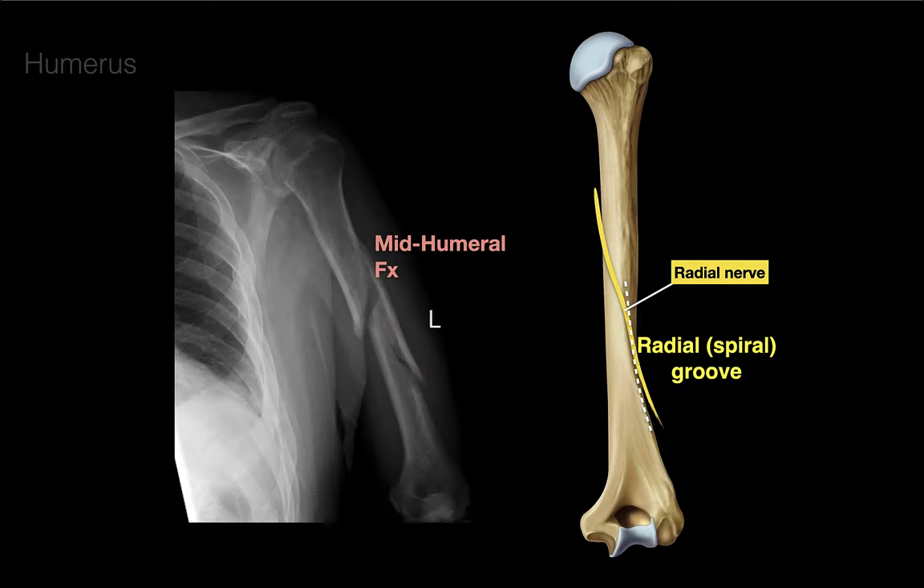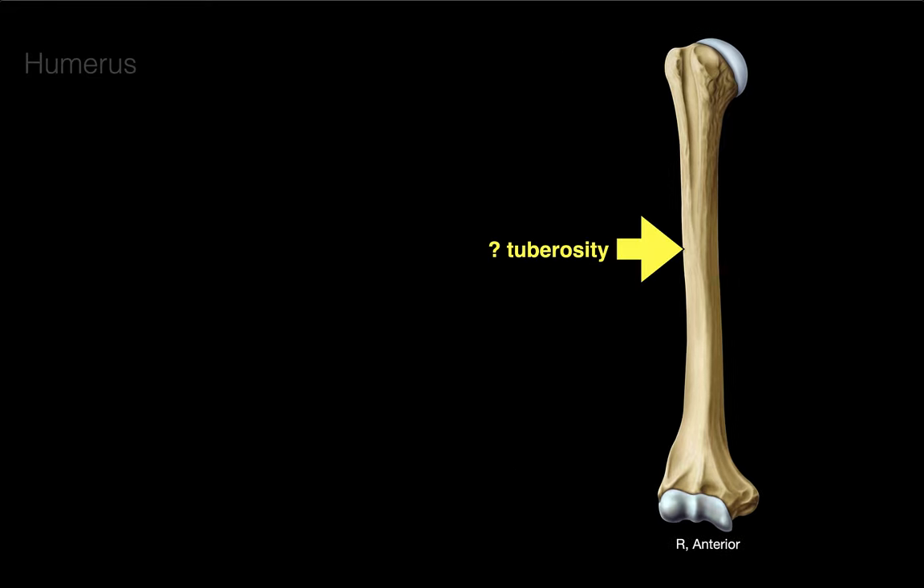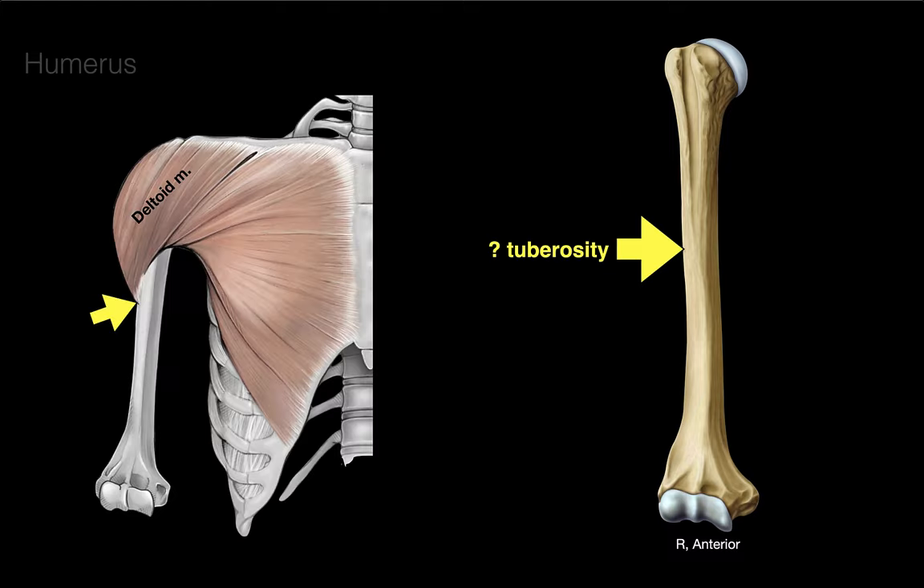And this is significant because not only the radial nerve, but the deep brachial artery also courses in that groove. And if you have a mid-humeral fracture, as shown in this x-ray, then the radial nerve is the nerve most likely injured. All right, next we have this little tuberosity there on the side of the mid-shaft of the humerus, a little bit more proximal probably than the arrow is showing.